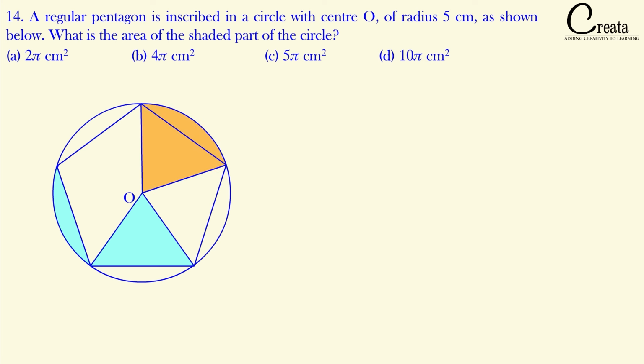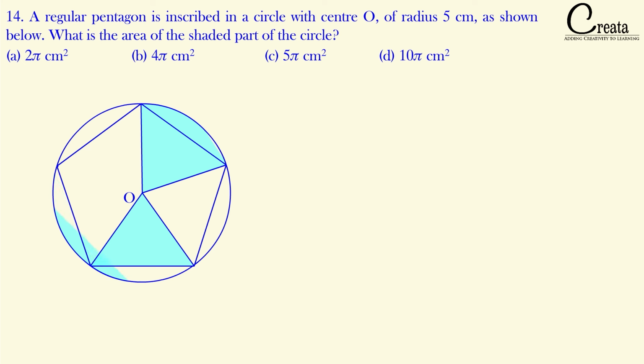If you observe this part, this is looking like a sector, and this part is looking like a triangle, and this part is looking like a segment of the circle. Got it? This shaded part is basically a sector, a triangle, and a segment. Further, these two areas will be equal to each other. This is a regular pentagon. All the areas will be equal. So area of this segment will be equal to area of this segment.